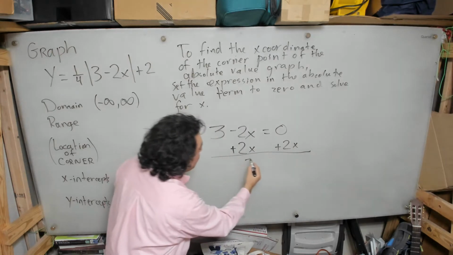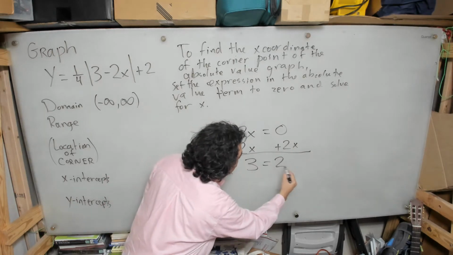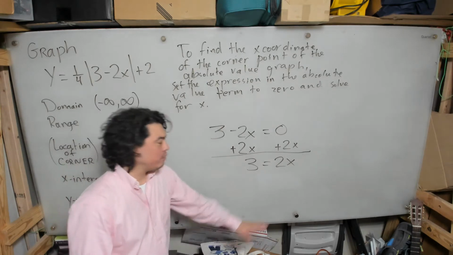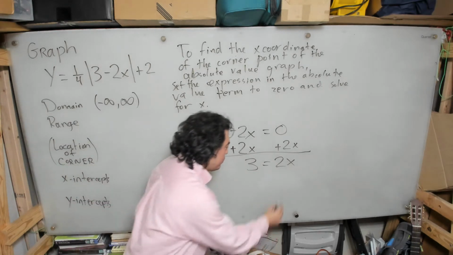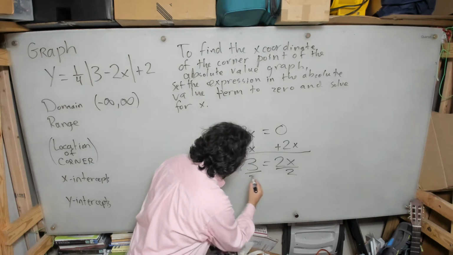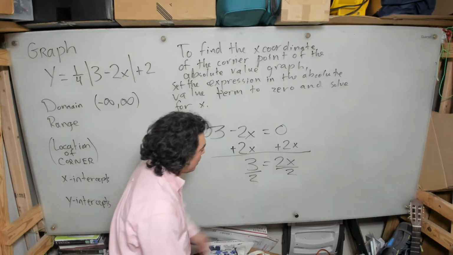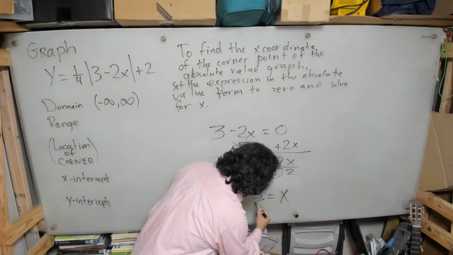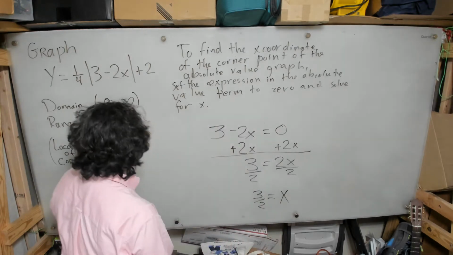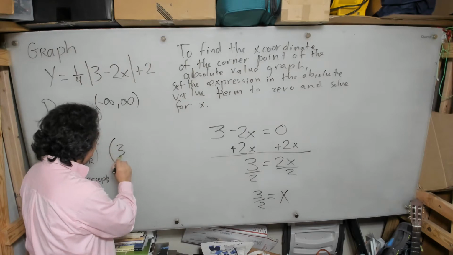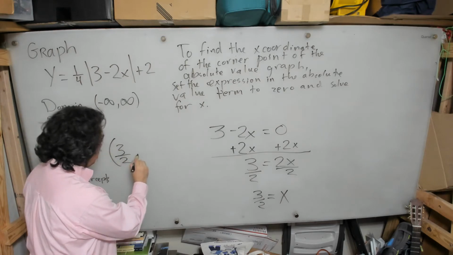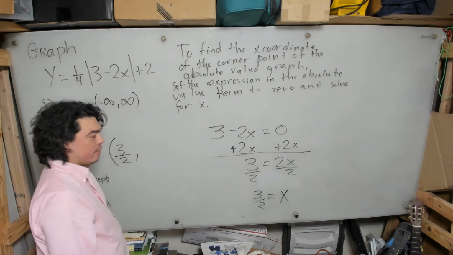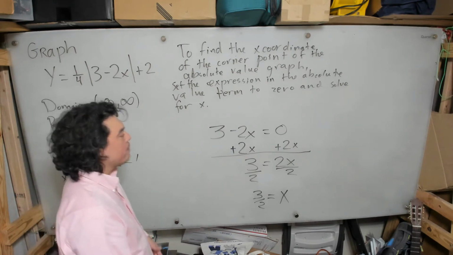And I get 3 equals 2x. I'm now going to divide both sides by 2 so that I can get the x by itself, like this. Now, this gives us just x equals 3/2. Okay? So let me write that down here. That's the x coordinate of my vertex, of my corner point.